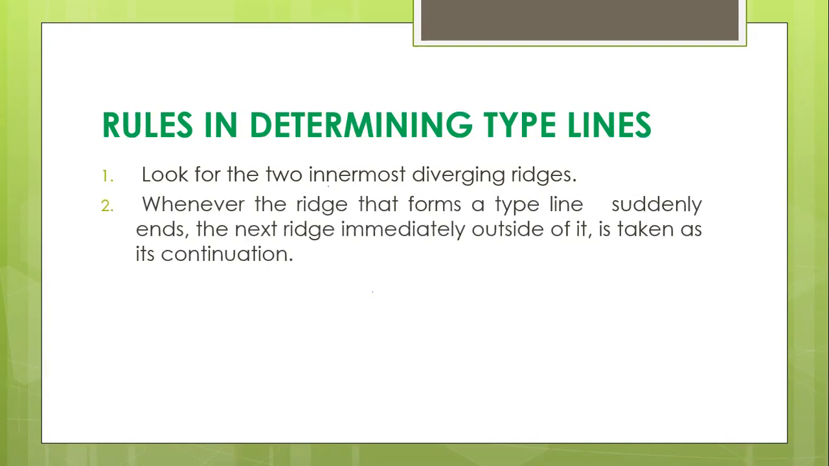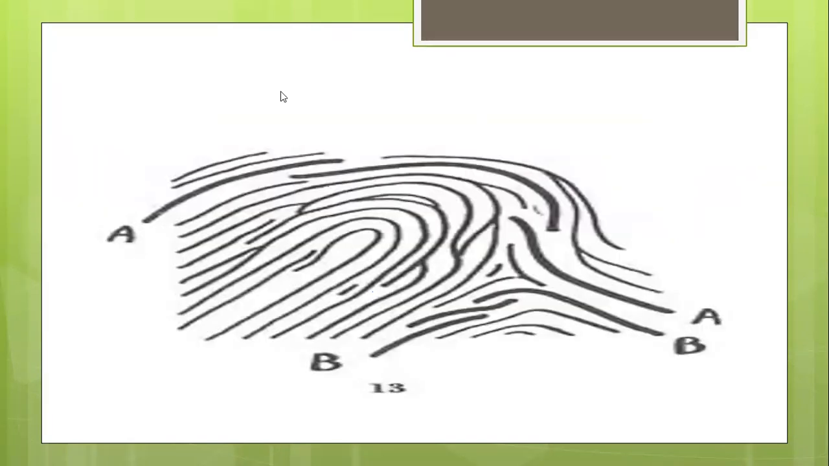Rule number 2. Whenever the ridge that forms a type line suddenly ends, the next ridge immediately outside of it is taken as continuation. So, if that ridge that runs parallel or side by side and then diverges suddenly ends, biglang naputol, as continuation, titingnan mo ngayon yung panglabas na ridge, para yun po yung magiging continuation ng type line. Just like this one. Okay, this is the example.